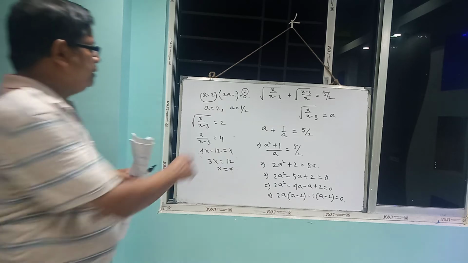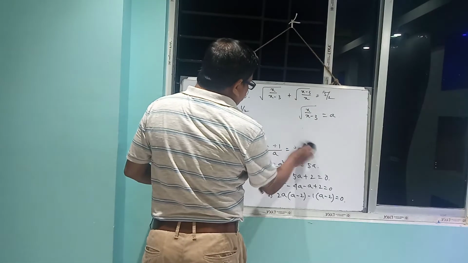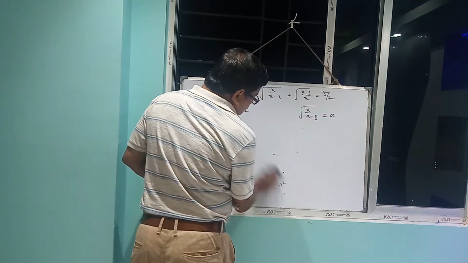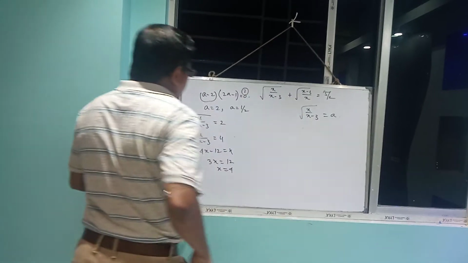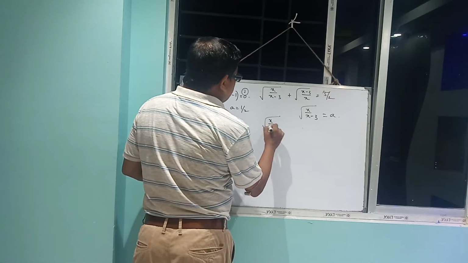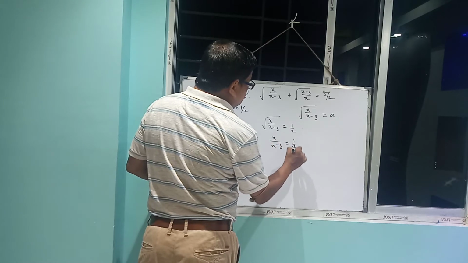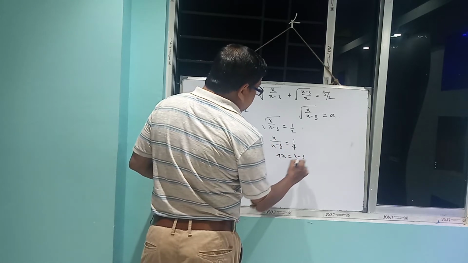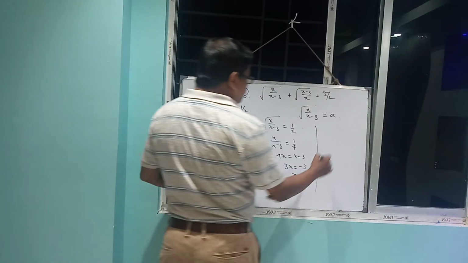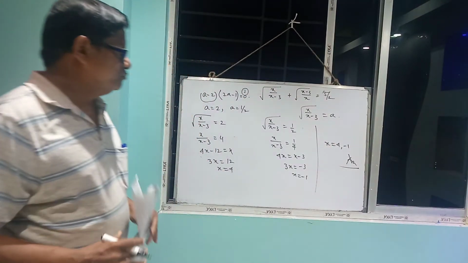and again you put here a equals half. Okay, a equals half you put, then you get another value. So right, root x by x minus 3 equals half, then x by x minus 3 equals 1 by 4. So 4x equals x minus 3, 3x equals minus 3, x equals minus 1. Okay, the solution is x equals 4 or minus 1. Right.